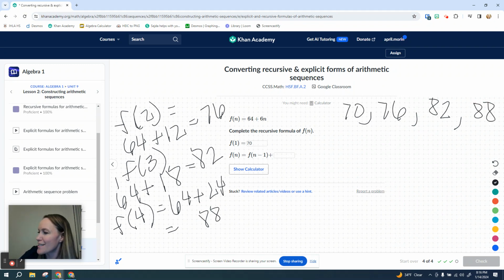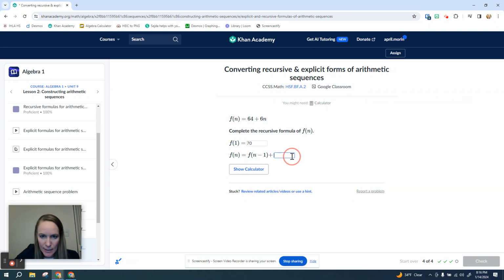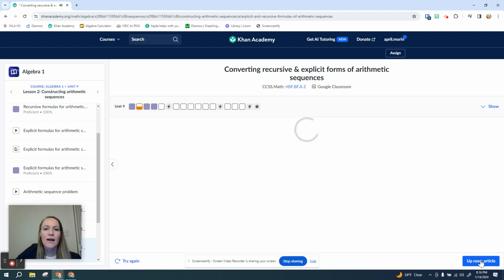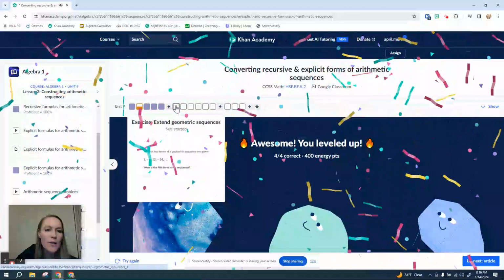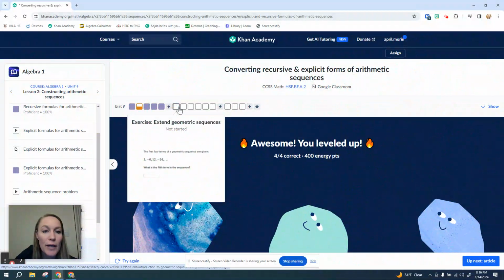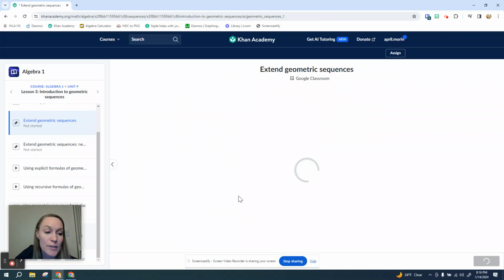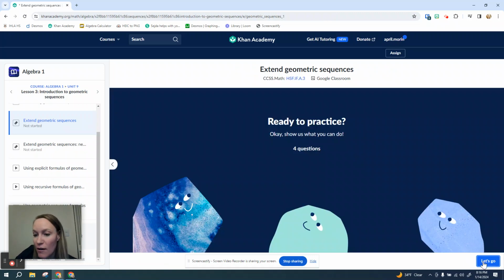Okay, so what is the pattern? Plus 6, right? Yes, plus 6. So the pattern is plus 6. So that's what I need to write right here. All right, there we go, done 5 squares. So let's go on to the next square. We have 2 more squares to go. We are almost done for the week of math.